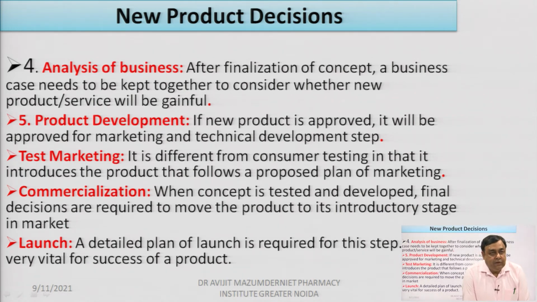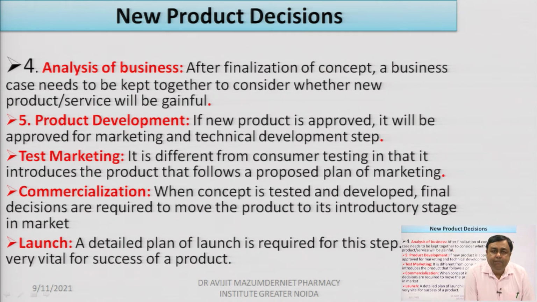After finalizing your concept, a business case needs to be put together to consider whether the new product will be gainful for you in the long run. You have to see its validity. You will have to see its financial profitability. If you are through with stage number 4, now you proceed to stage number 5.